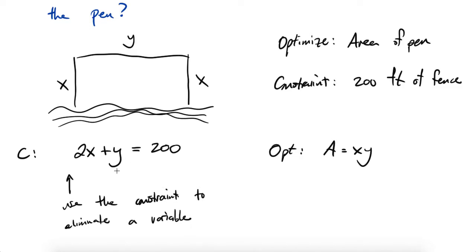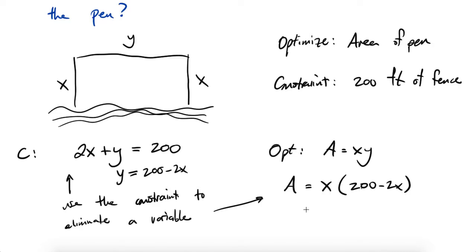In particular, you can see that this pretty easily gives us that y equals 200 minus 2x. Move the 2x over. So after we remove our variable, we get A equals x times 200 minus 2x. And because I don't want to have to do the product rule when I differentiate, I'm going to just distribute this out. So 200x minus 2x squared. So now we're basically trying to optimize this function. Okay, so that's not too bad.